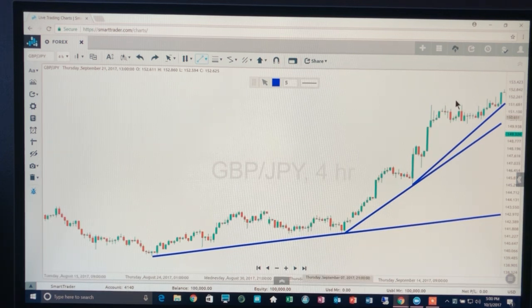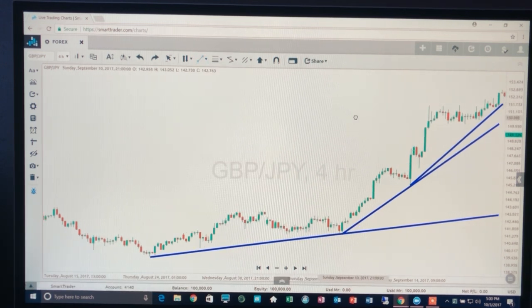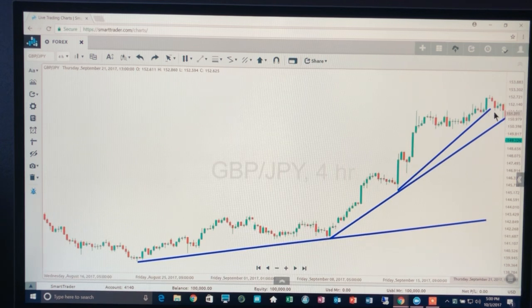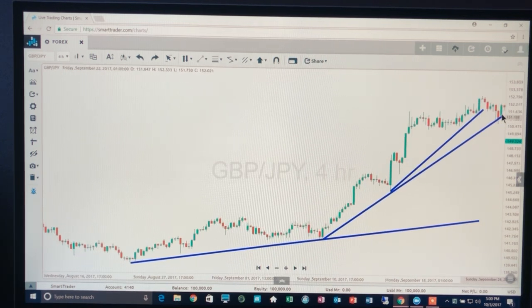If this market touches your inner trend line, typically a buying opportunity will present itself. If this market by chance breaks the inner trend line, you will expect the market to move towards your outer trend line. Notice how this market broke your inner trend line and gravitated towards the outer trend line and had a bullish bounce. That could have been a buying opportunity.